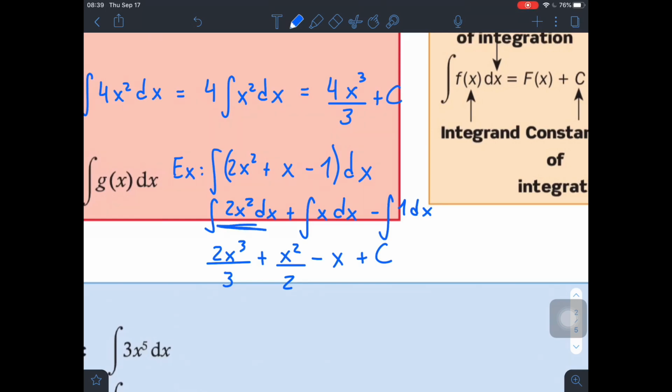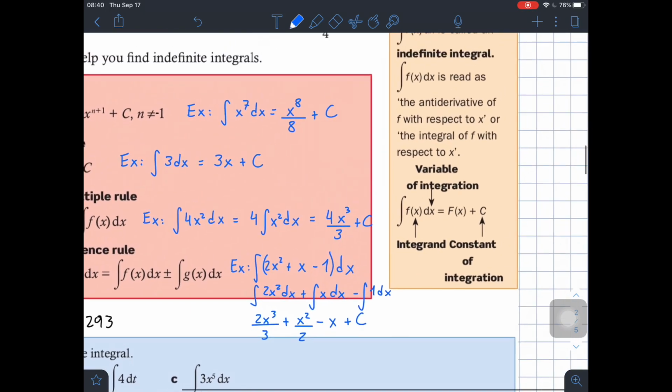So the integral of 2x squared, that's 2 times x cubed over 3. The integral of x would be x squared over 2. And finally, the integral of 1, that's x, right? And remember, we have a negative sign in front. That's why we leave this as negative x, right? And then the plus c at the end, because we may have different solutions for that.